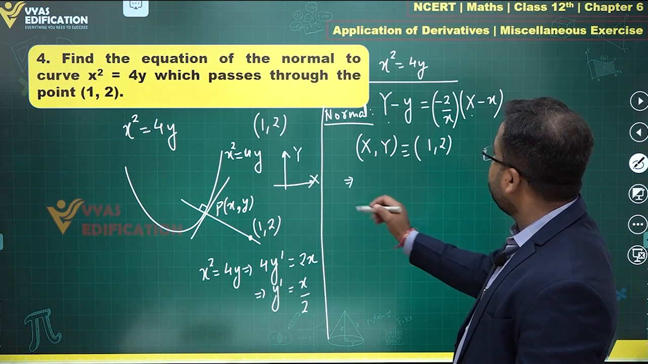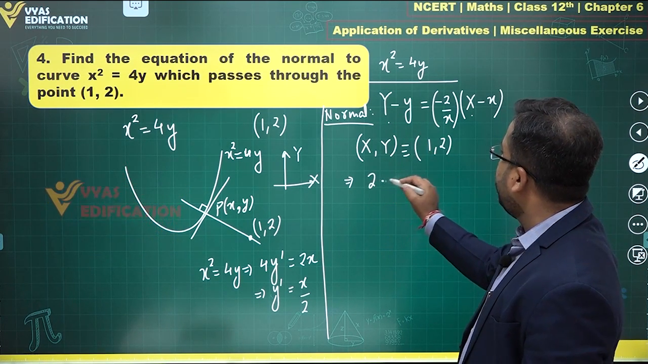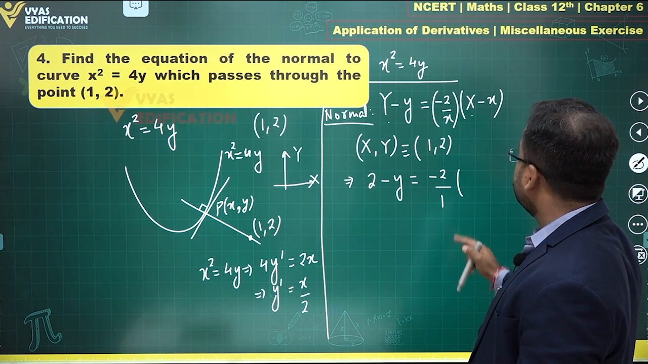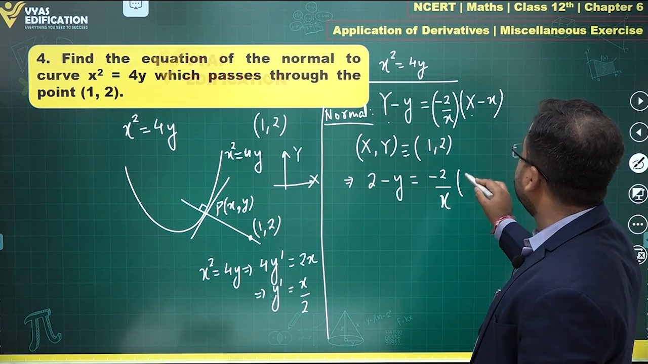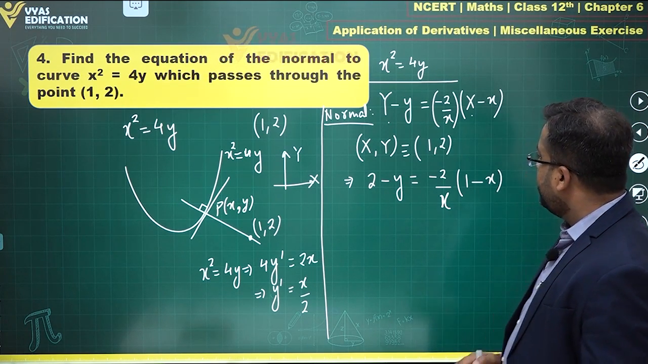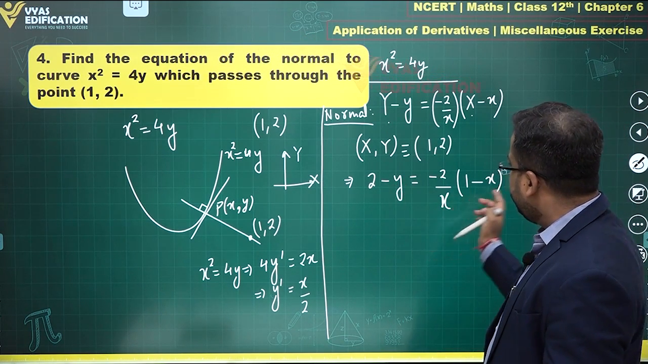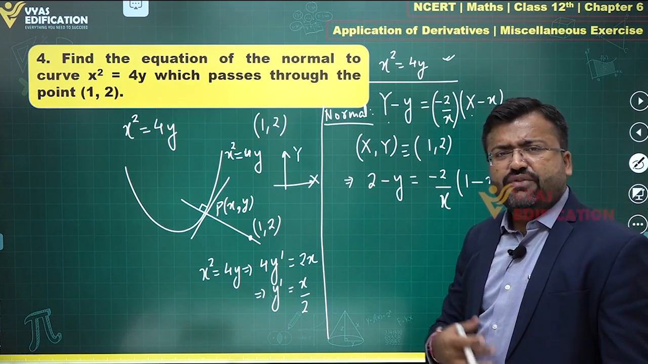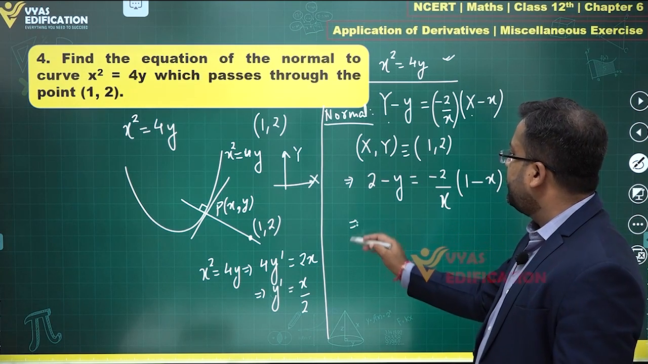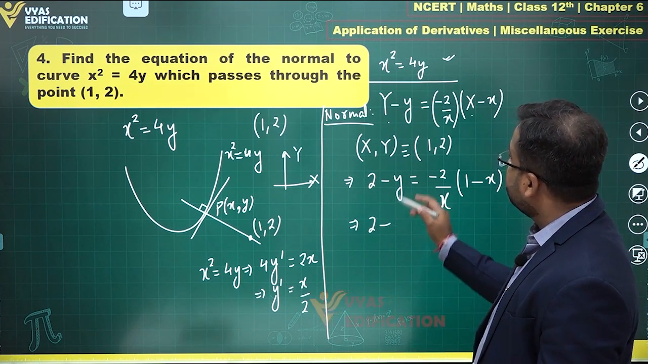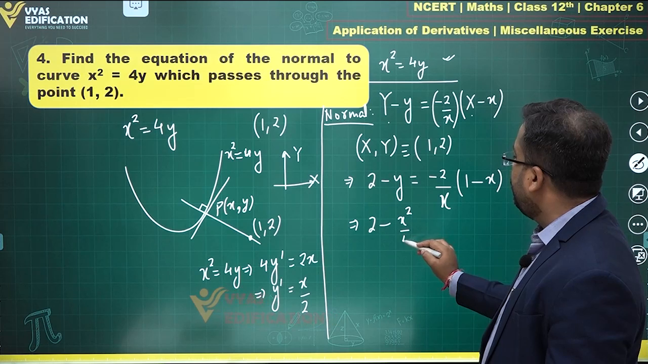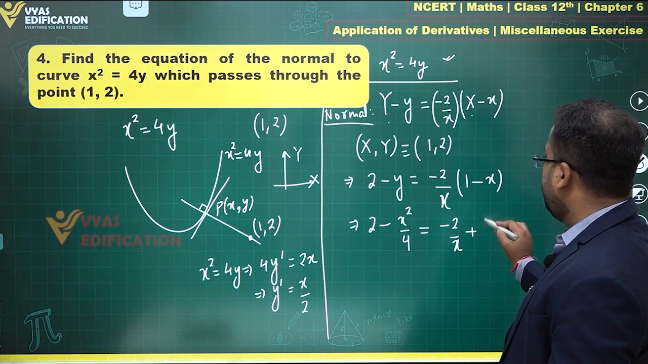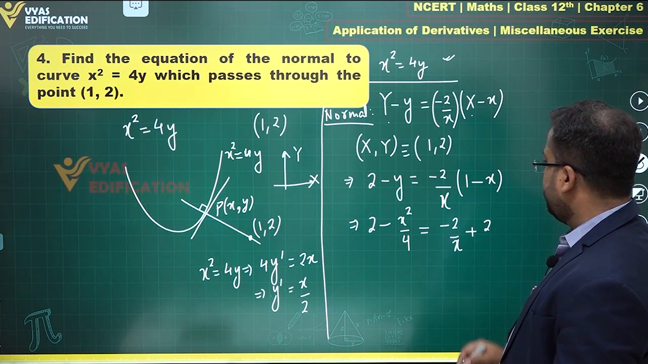This tells me that 2 minus y will be equal to minus 2 upon x into 1 minus x. What I'm getting here is a relation between small x and small y, and I have one more relation between small x and small y, so I can find those values of x and y. So 2 minus y, where y is nothing but x square upon 4, is equal to minus 2 upon x plus 2 upon x into x, which is 2.